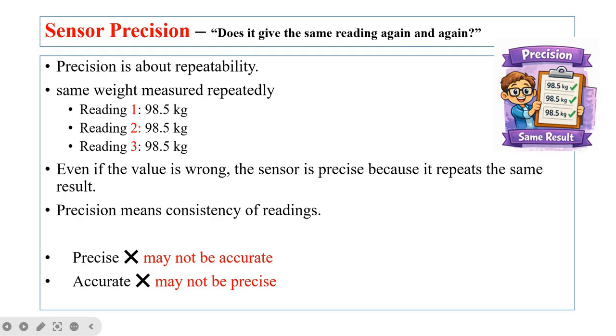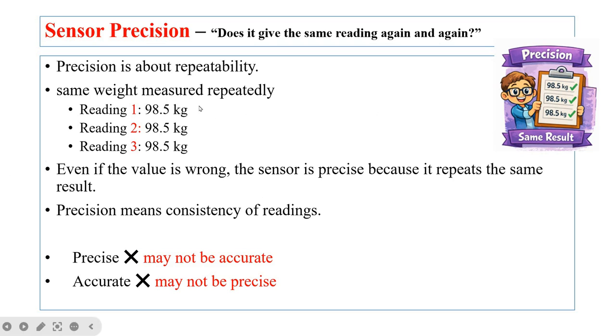Next is sensor precision. Sensor precision is the principle of repeatability, which governs the precision of a sensor. Only if, upon multiple repetitions, the sensor is found to have the same error rate, can it be deemed a highly precise sensor. So precision is about repeatability, giving the same reading again and again.